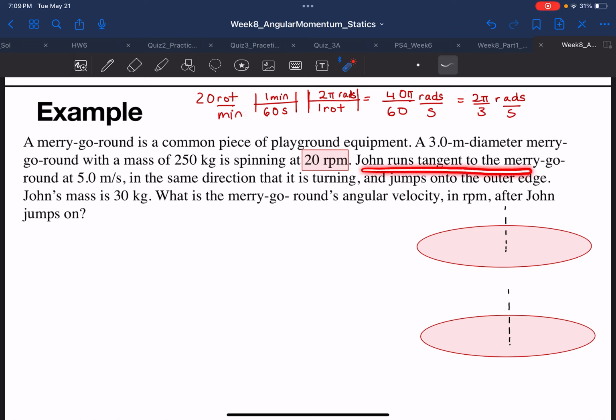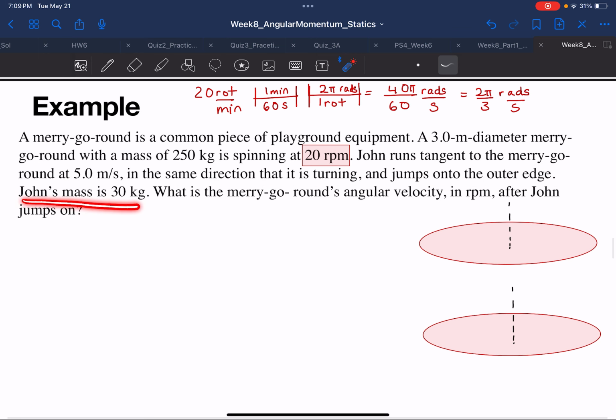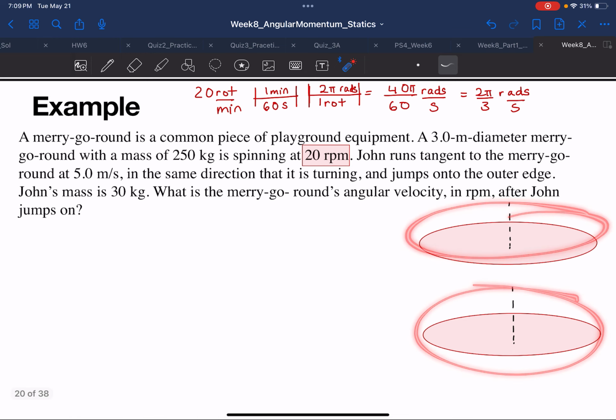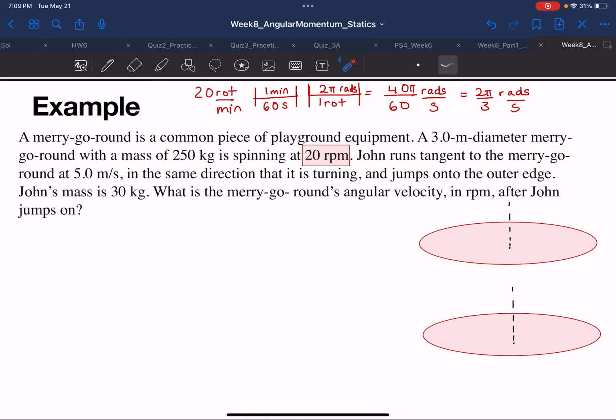John runs tangent to the merry-go-round at 5 meters per second in the same direction that it's turning and jumps onto the outer edge, and John's mass is 30 kilograms. So let's draw the situation so far. Here's a merry-go-round. I drew two versions of it because we're going to look at before and after.